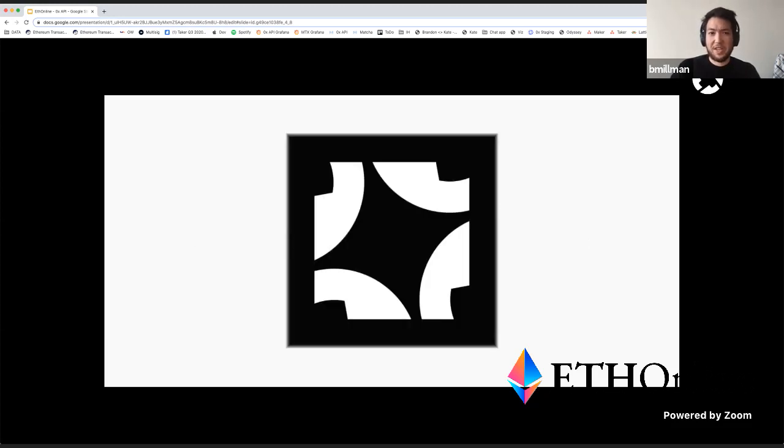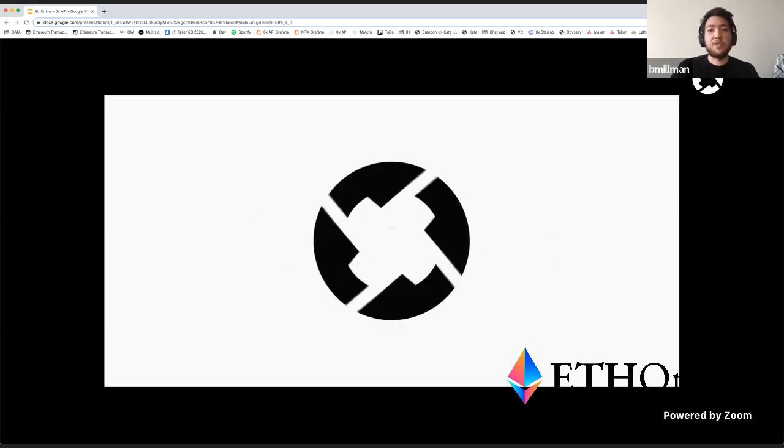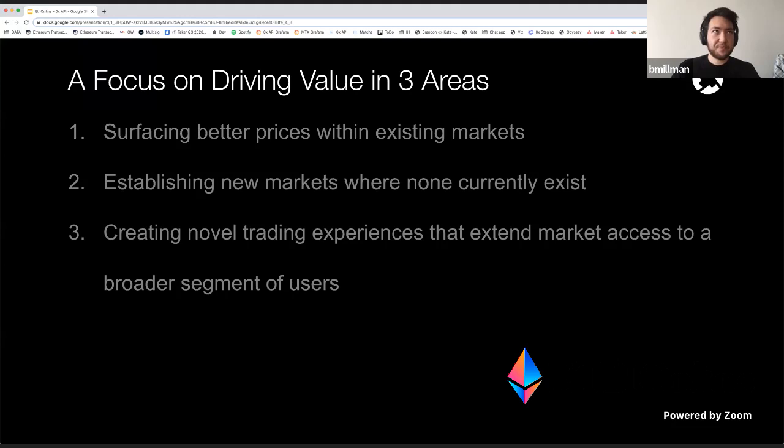So what exactly is 0x Labs? Well, 0x Labs is a company that's building decentralized exchange technology with the goal of driving value in 3 main areas. So those 3 areas are: 1, surfacing better prices within existing markets. So think ETH, DAI, USDC, etc. The second is establishing new markets where none currently exist. So think about futuristic assets like governance tokens, protocol tokens, LP shares, etc. And the third is to create novel trading experiences that extend market access to a broader segment of users. So basically bringing DEX to the mass market.